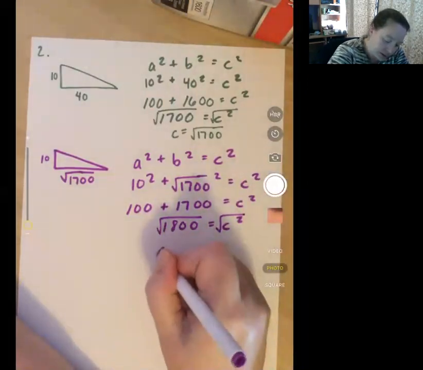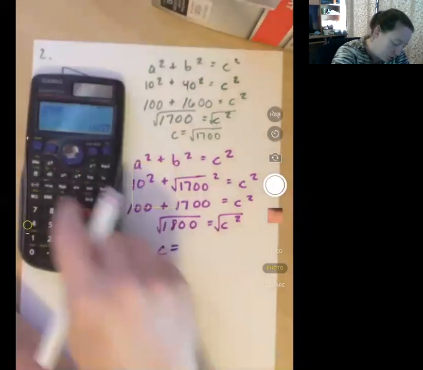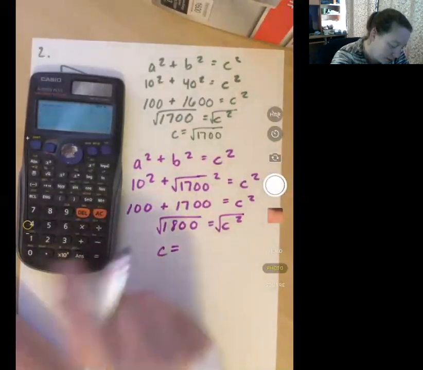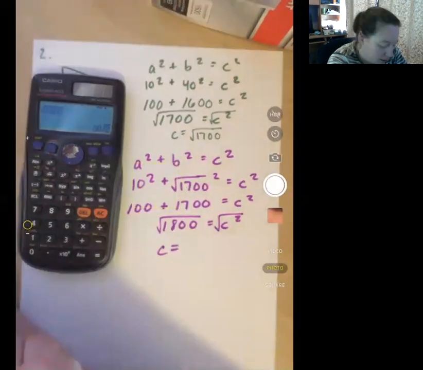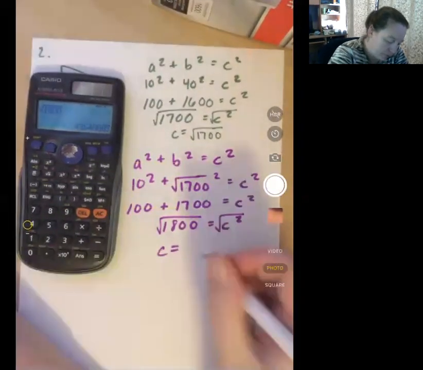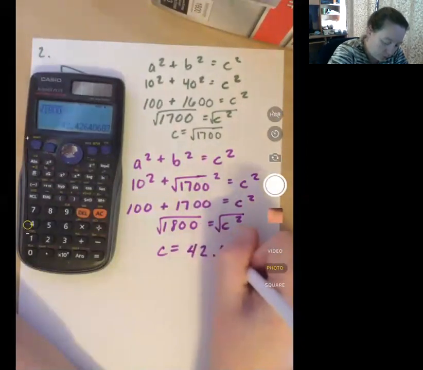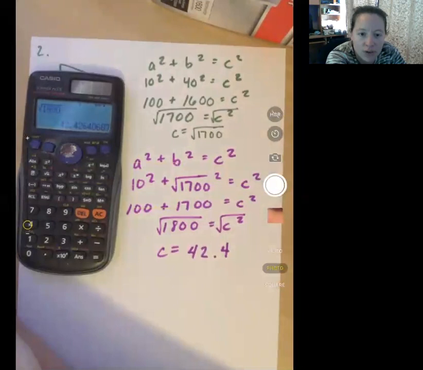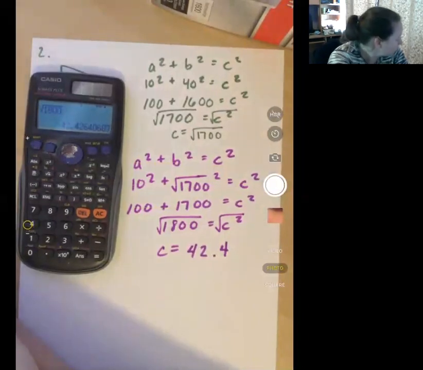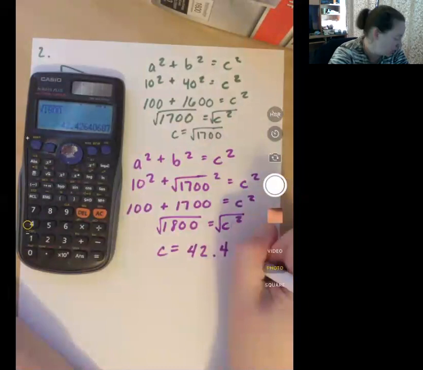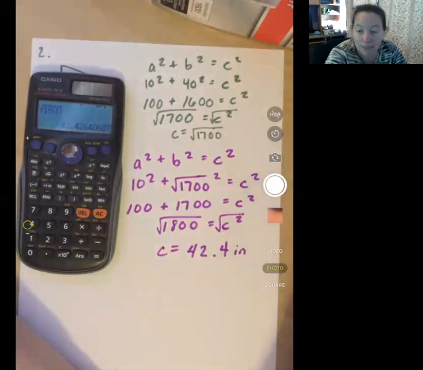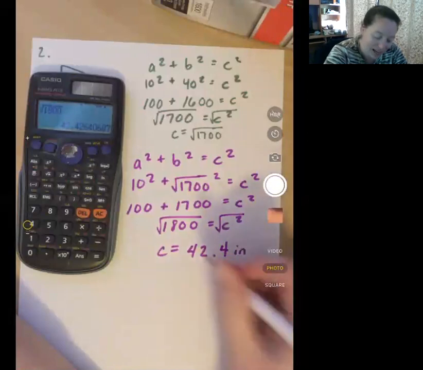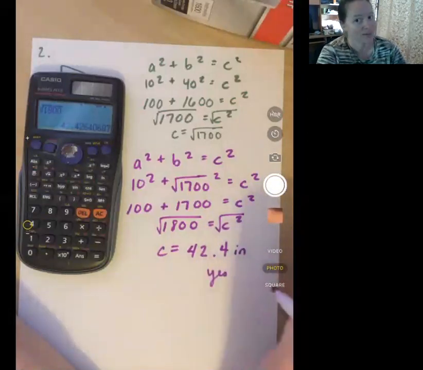And let's see what c is equal to this time. The square root of 1800 is, I'm going to use that S to D to move it. So I have 42.4 because it wants it to the 10th place. 42.4 inches. His fishing rod is 42 inches long. Will it fit? We have 42.4 inches available, so yes, it will. It'll be tight, but it'll fit.